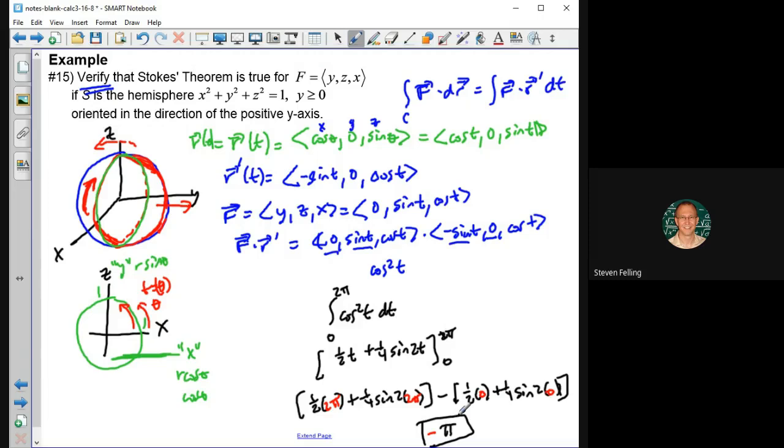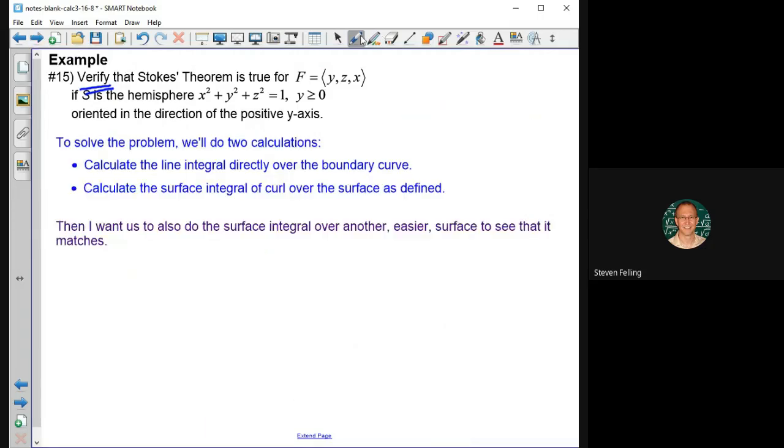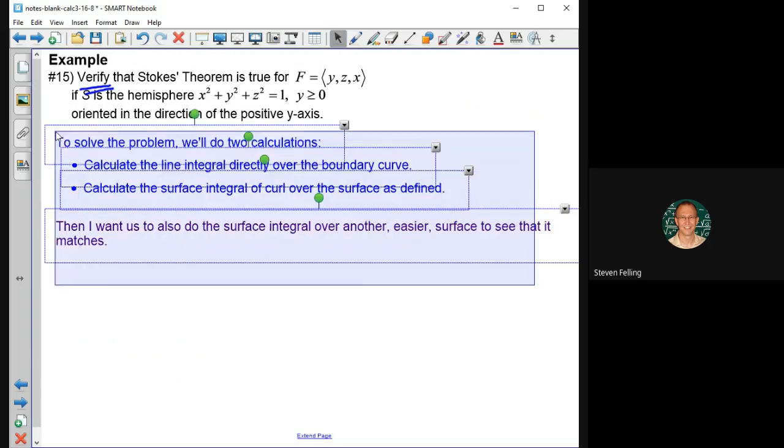All right. So that would be what it would take to do it directly, not using Stokes' theorem, but just directly evaluating the curve. All right. Now we're going to use Stokes' theorem. So we'll do it over again. And this time I'll try to make a little bit better sketch.